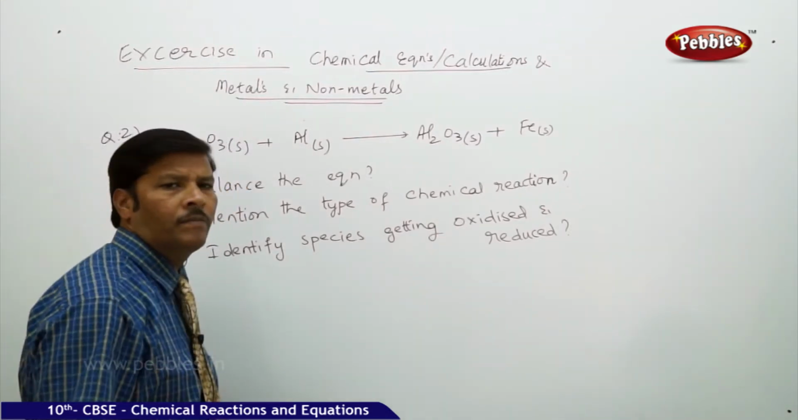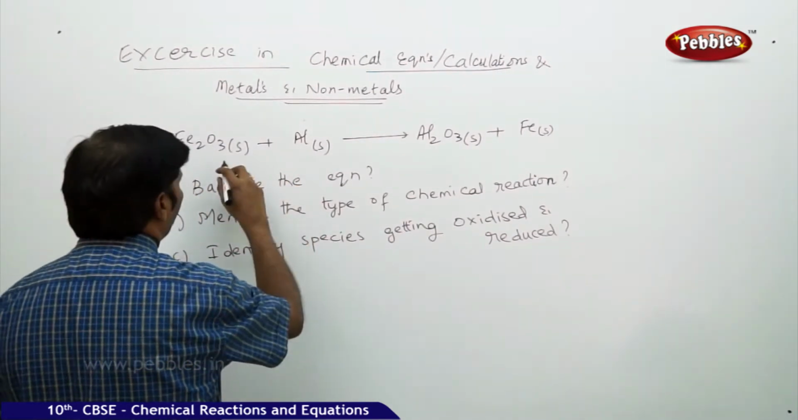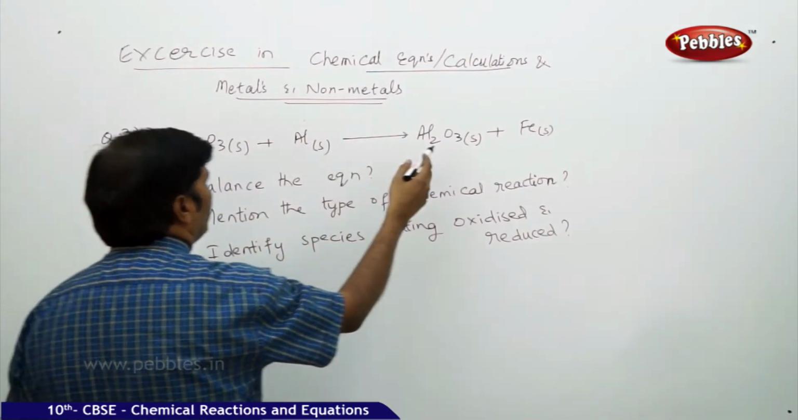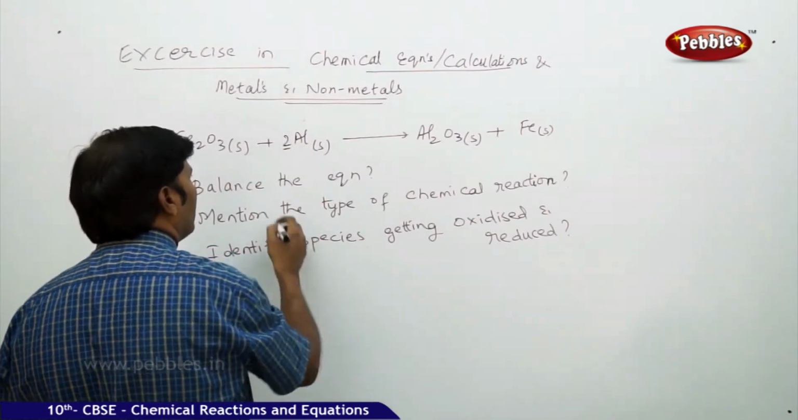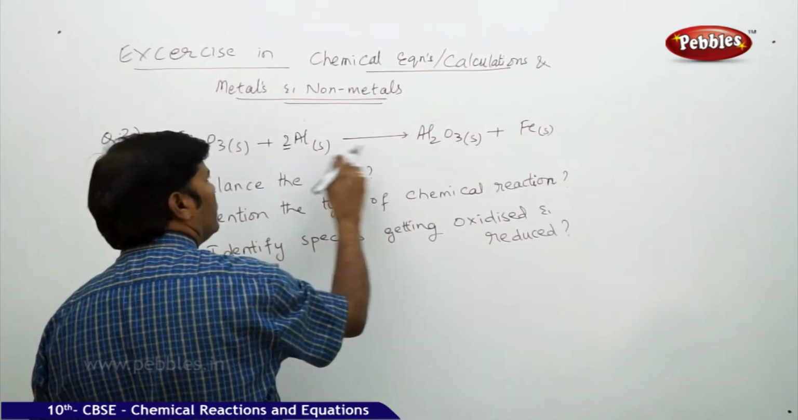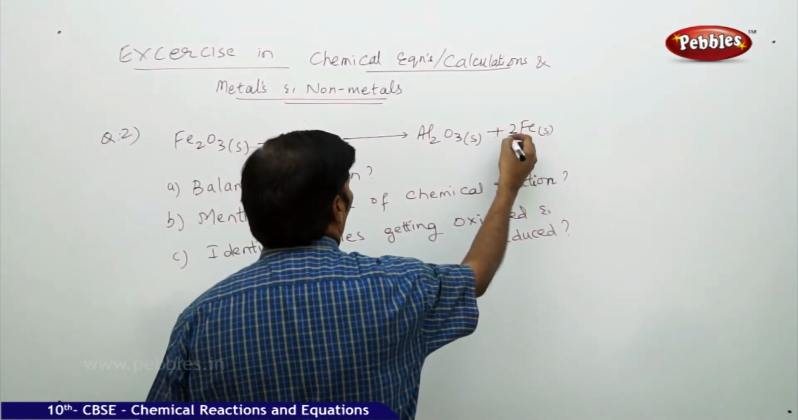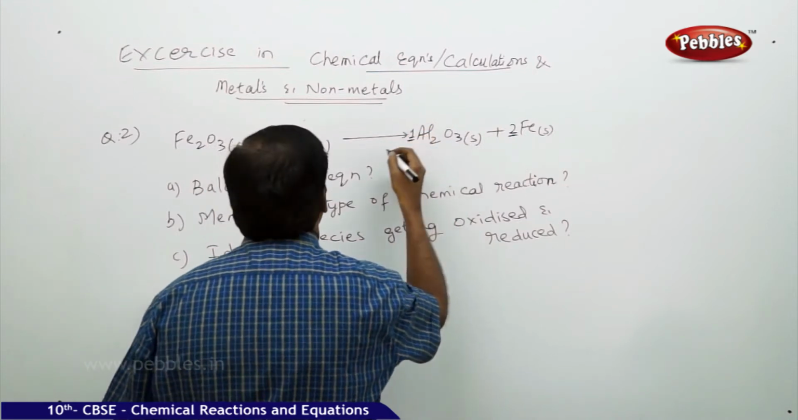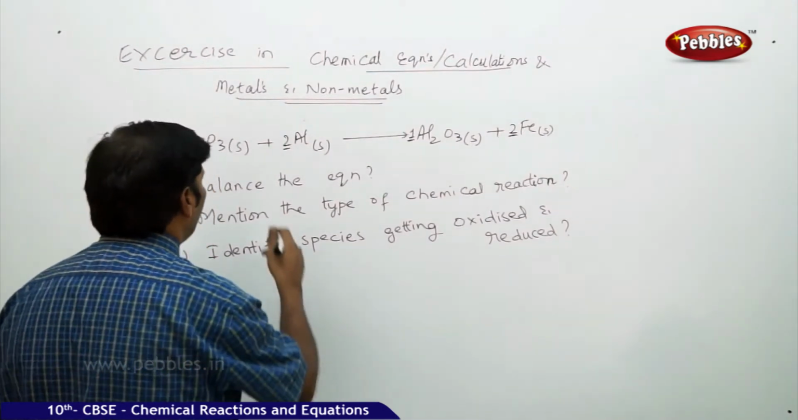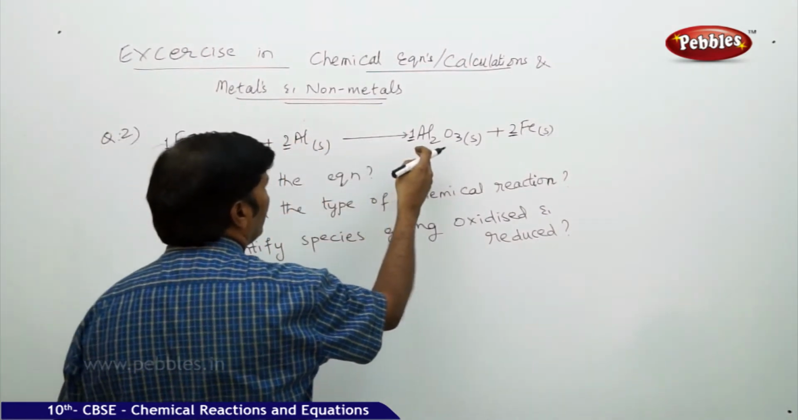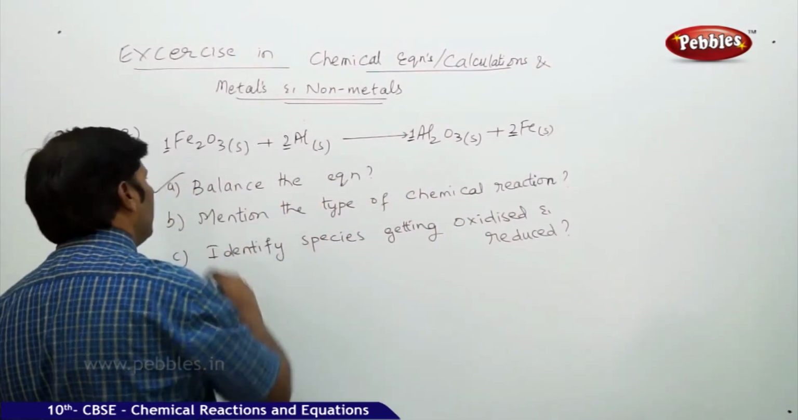So I repeat, balance the equation. If you want to balance the equation, here only we can balance it. There are 2 irons and here we have 3 oxygens; we have only 2 aluminiums and 3 oxygens. If I place 2 here, the reaction gets balanced. There are 2 irons here, and the reaction is already balanced. So 1 mole of ferric oxide reacts with 2 moles of aluminium to give 1 mole of aluminium oxide and 2 moles of iron.